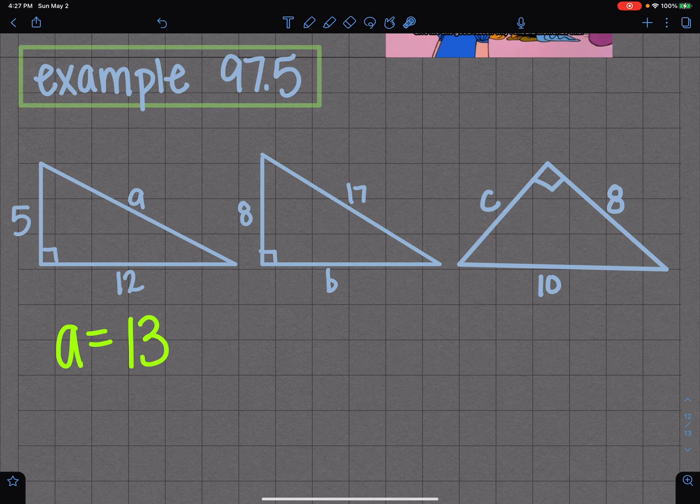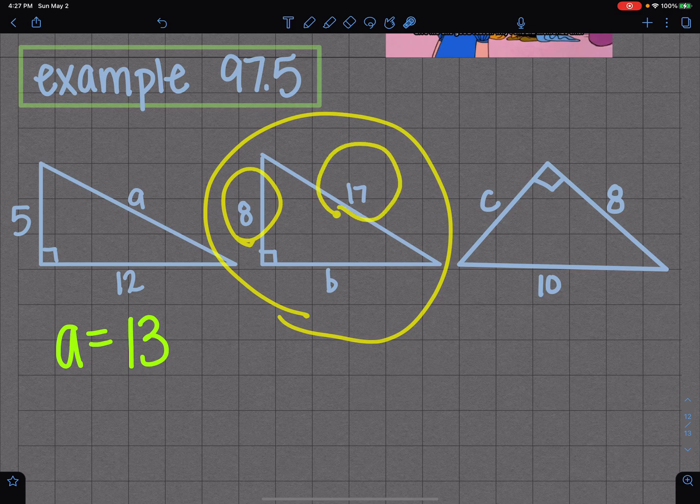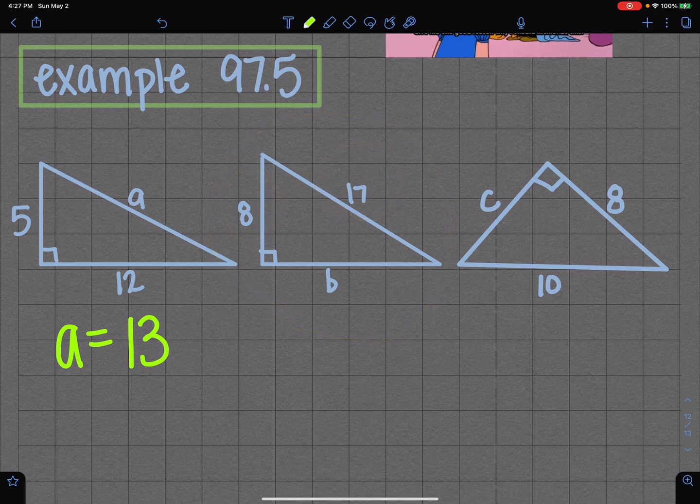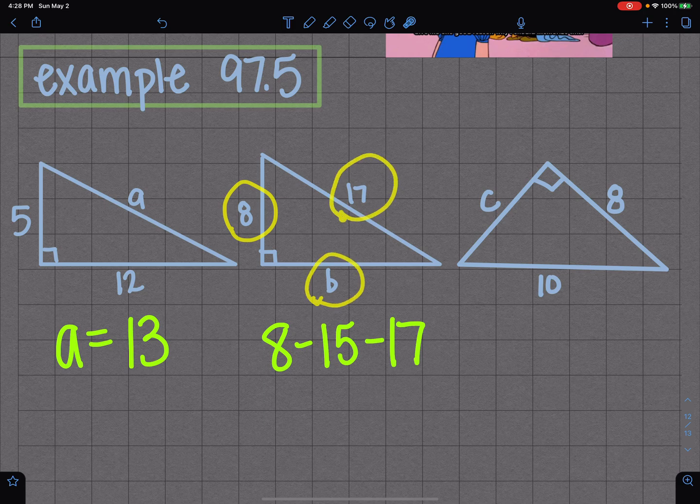Okay, so on this next one, this middle one, you look at the numbers. You've got an 8 and you've got a 17. That was one of the ones that they wanted you to memorize, and that was called the 8, 15, 17 triangle. And so you can see that there's an 8, the next one should be 15, and this one is 17. So as long as the hypotenuse is 17, then that matches. So B is equal to 15.